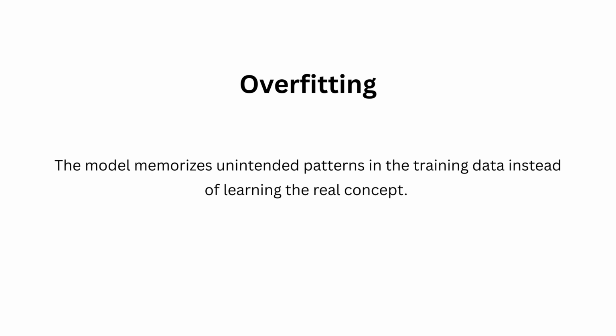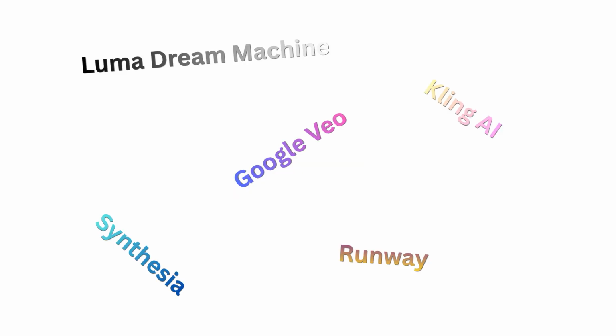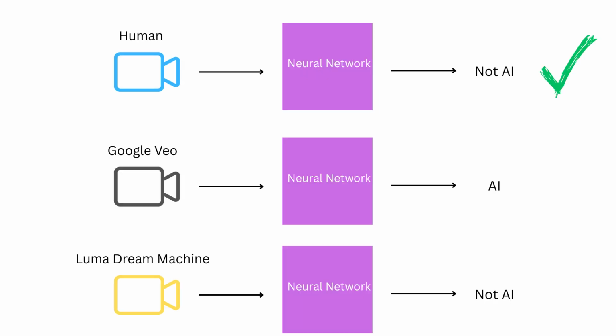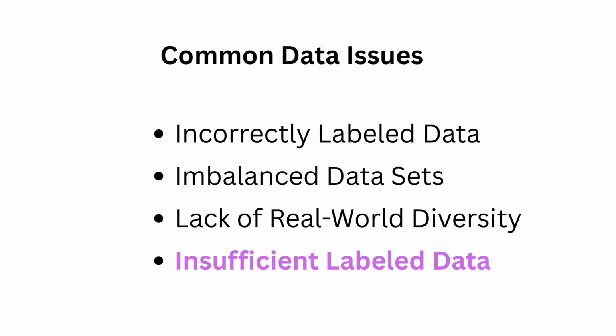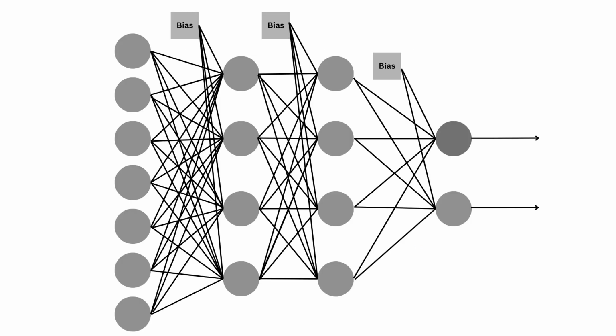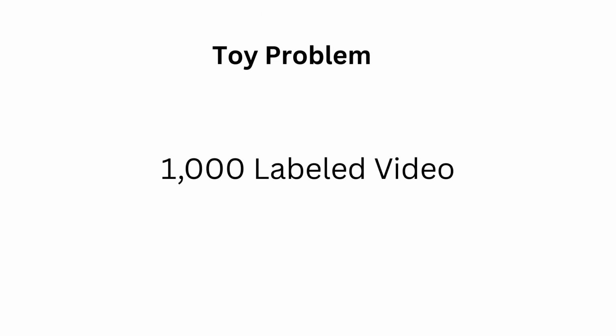This is an example of overfitting, where the model memorizes unintended patterns in the training data instead of learning the real concept. For our toy problem, we want to make sure that our training set includes videos generated by various AI platforms. If all of the AI videos in our training set are generated by Google's VO, it might learn patterns unique to VO and totally miss videos generated by Luma Dream Machine. Insufficient labeled data is also a common problem, but not for us. We have an untrained neural network and a data set containing information about 1,000 videos.